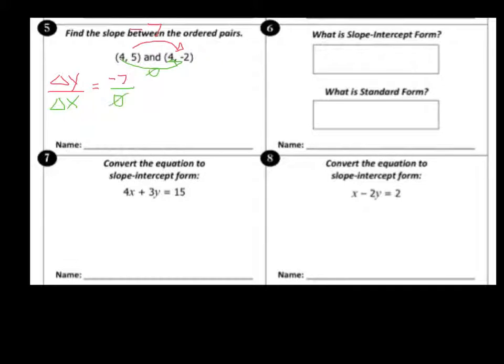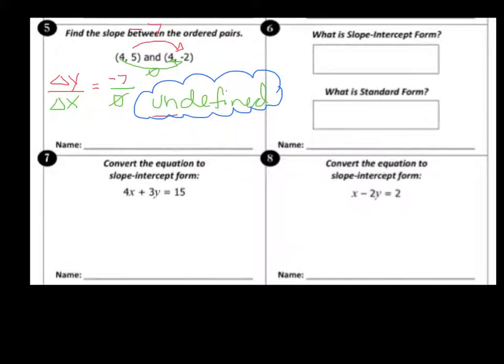Now remember, I told you guys, if 0's on the bottom, it's bad. So 0 on the bottom, undefined. This has an undefined slope. You cannot divide by 0. Remember, if 0 is underneath, then your answer is undefined. Okay, so that can help you remember. 0 is underneath, then your slope is undefined.